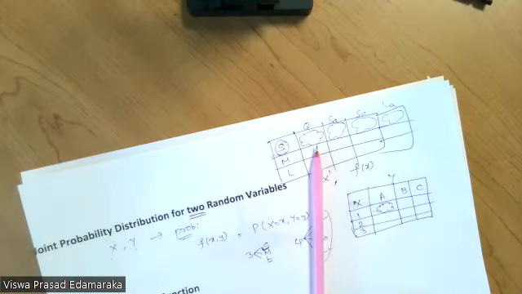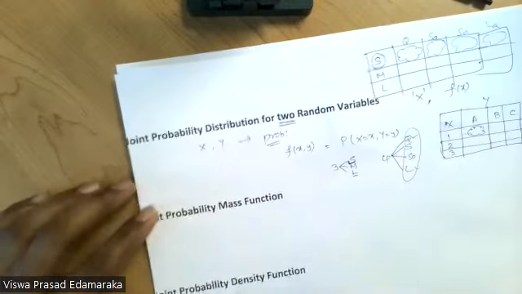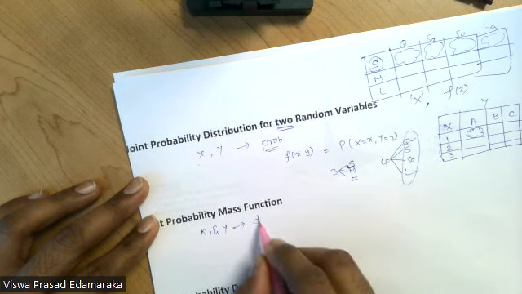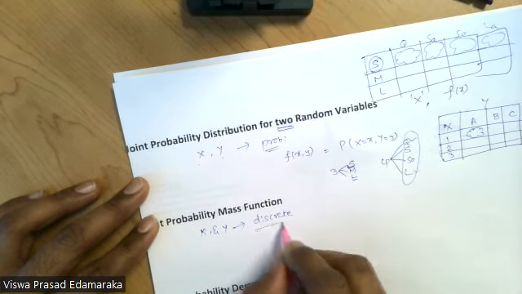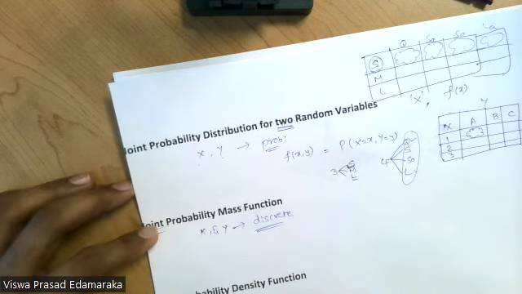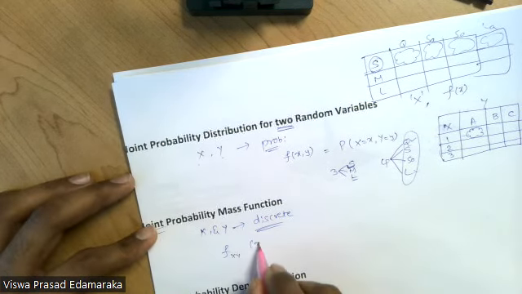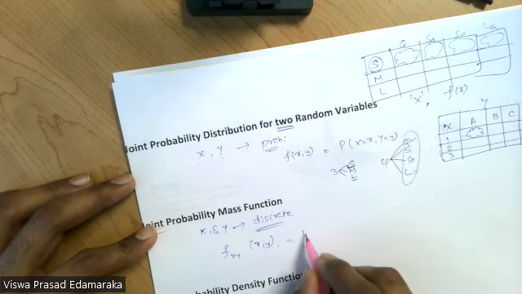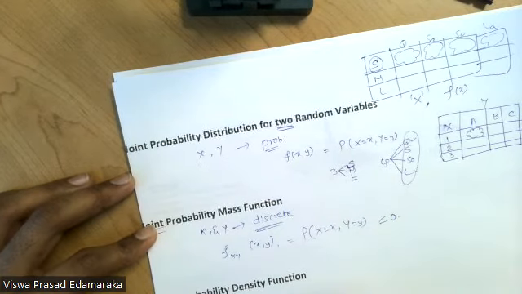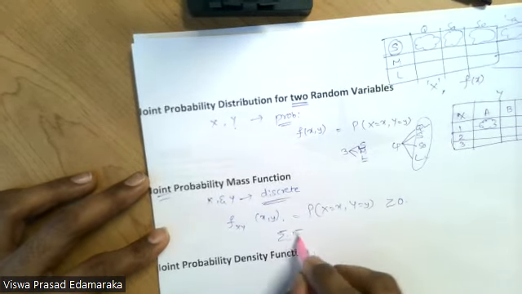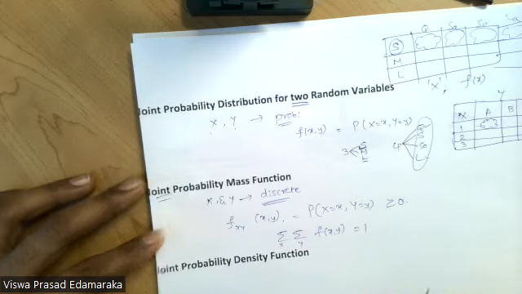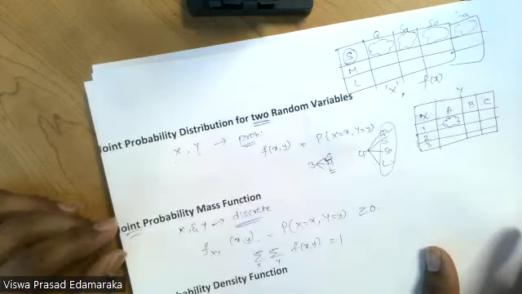Next is joint probability mass function. Simple: if x and y are both discrete random variables, then it comes under joint probability mass function. It is denoted f of x comma y. That means, as I said, probability of X equals x, Y equals y, must be greater than or equal to 0. And when we sum up all of them, it must be 1.